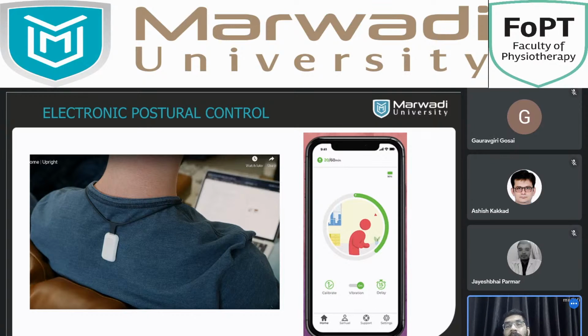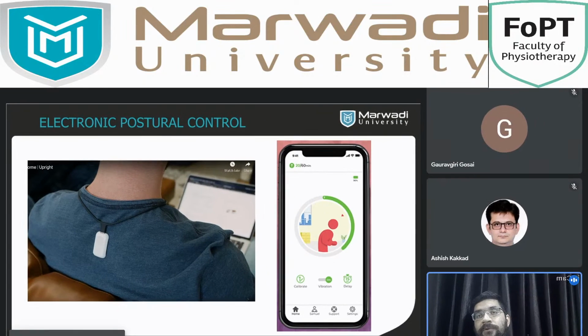So for that there are gadgets that we can utilize. Now there are two important types of gadgets that you can utilize to correct your posture. The first one that we are seeing at this point is like a necklace or a neck band. So this neck band, you have to wear it.